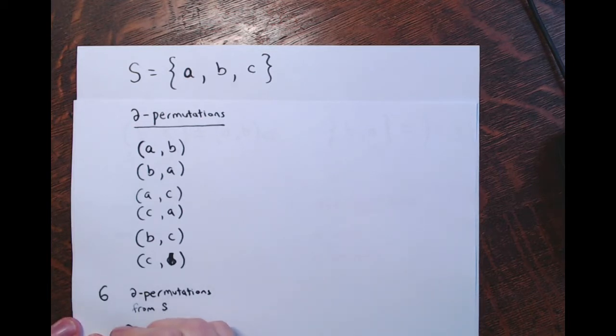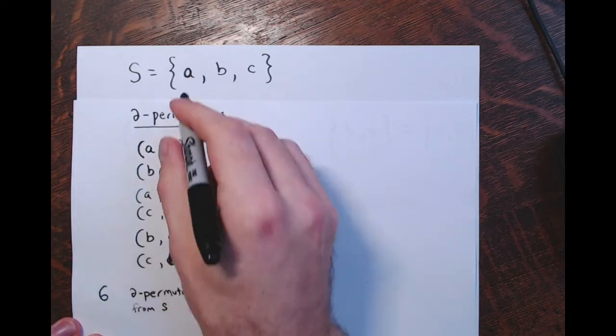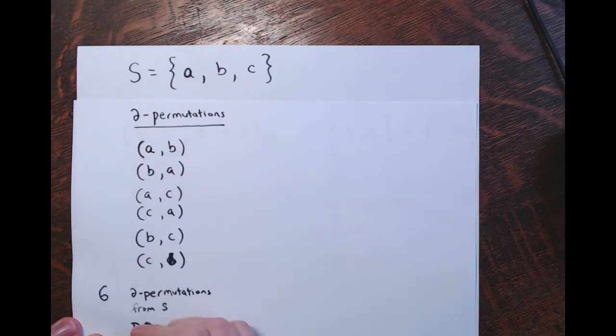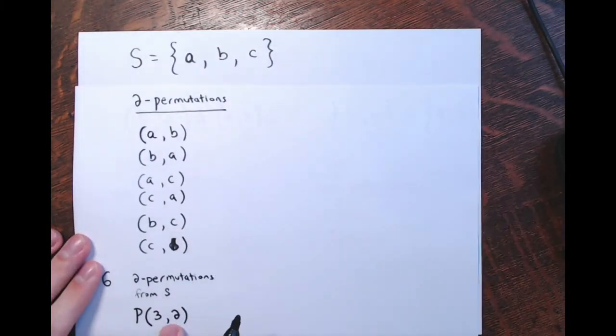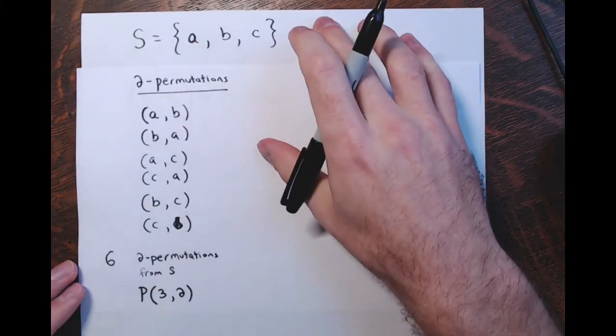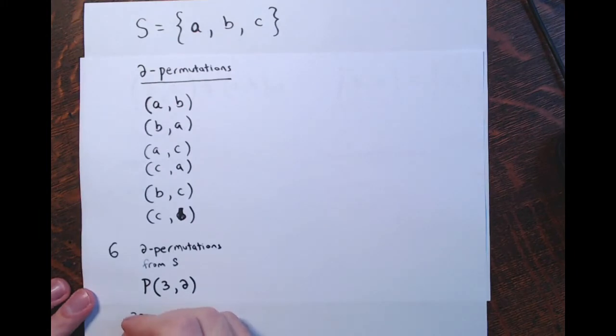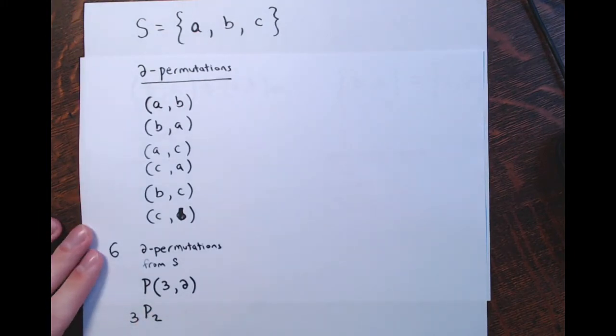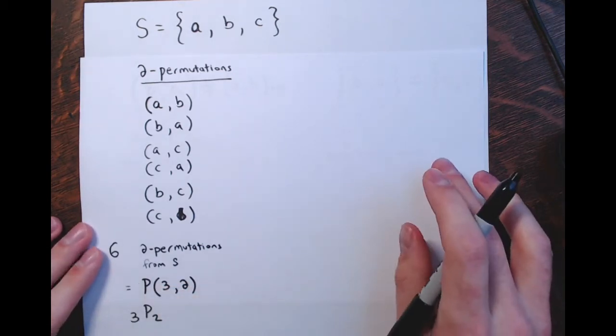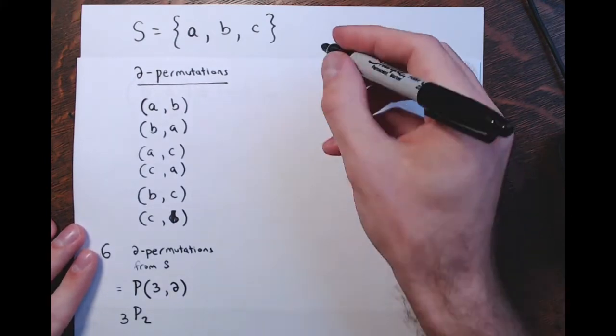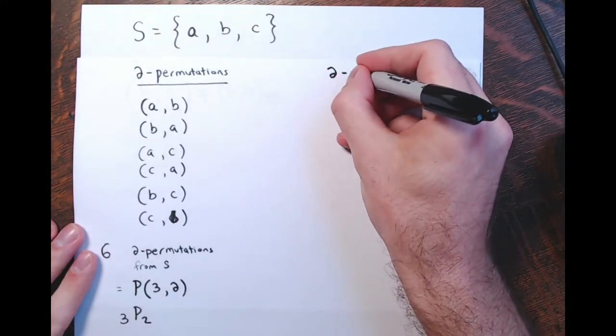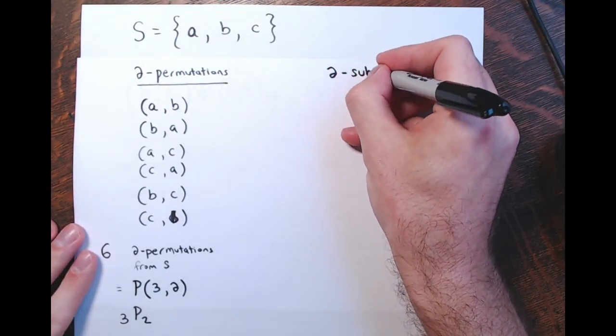And remember what this was. This is P. I had 3 objects, and I was creating 2 permutations. All right, remember that this notation from the last section, or on your calculator, you saw this as 3P2, like that. All right. Now on the other side, I'm going to put 2 combinations or 2 subsets.